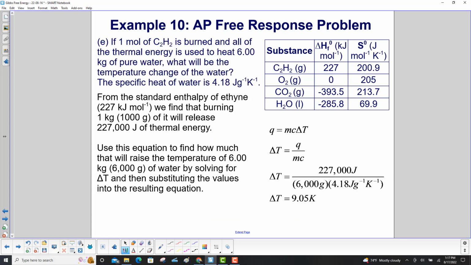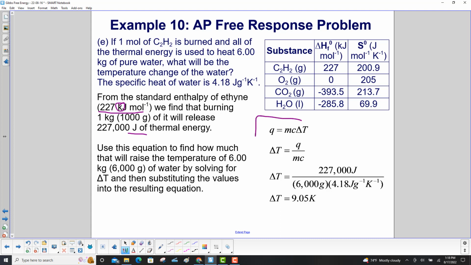If 1 mole of acetylene is burned and all of the thermal energy is used to heat 6 kilograms of pure water, what will be the temperature change of the water? The specific heat of water is 4.18 joules per gram Kelvin. From the standard enthalpy of formation of acetylene, which is 227 kilojoules per mole, we find that burning 1 mole of it will release 227,000 joules of thermal energy.